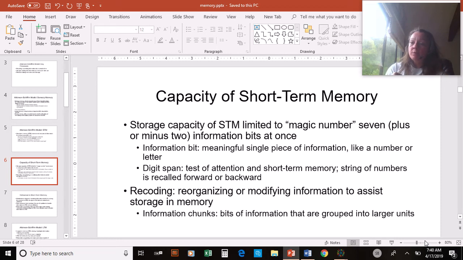And so that's why, in order for that information to be modified and reorganized so it can be stored in our long-term memory, we have this thing called recoding, and that's just what it is. It's just getting that information organized, modifying it, associating it with something else. So since it comes into our short-term memory in these little bites of meaningful information, we have what we call information chunks. Basically, those little bites all get grouped into a larger one.